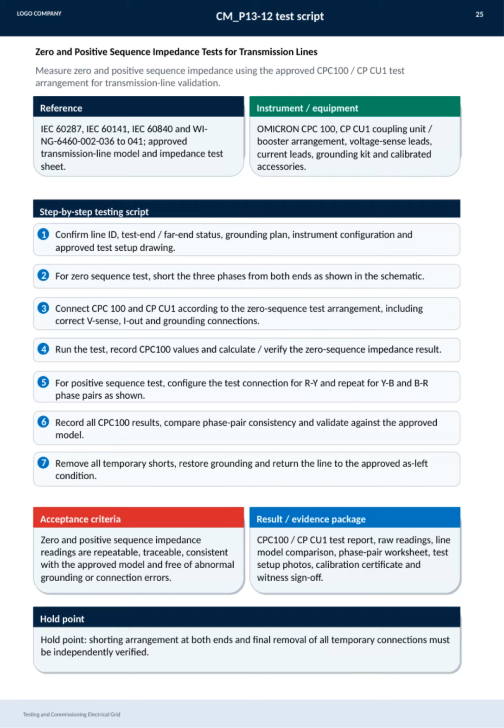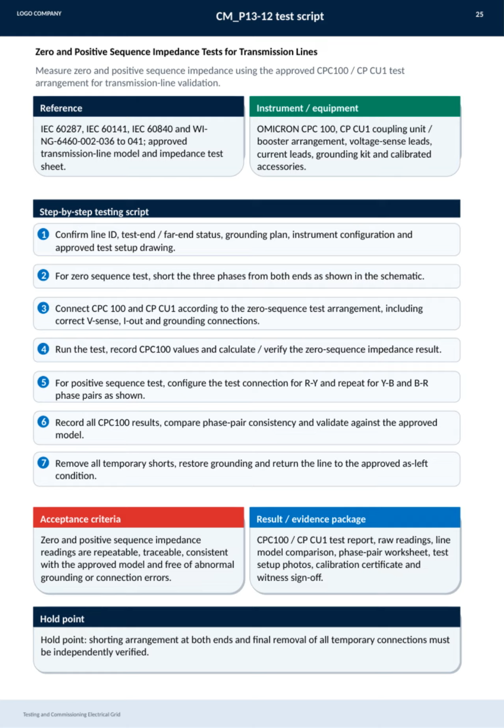Here we have the procedure for testing and commissioning electrical grids using zero and positive sequence impedance tests on transmission lines. The key objective is to measure these impedances accurately with the CPC 100 and CPCU 1 test arrangement, ensuring the transmission line's validation against the approved model. We start by confirming all line identification details, grounding plans, and test setup configurations. For the zero sequence test, we short all 3 phases at both ends as illustrated and connect our instruments accordingly.